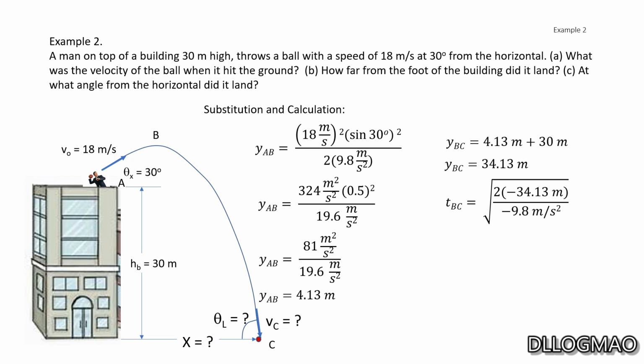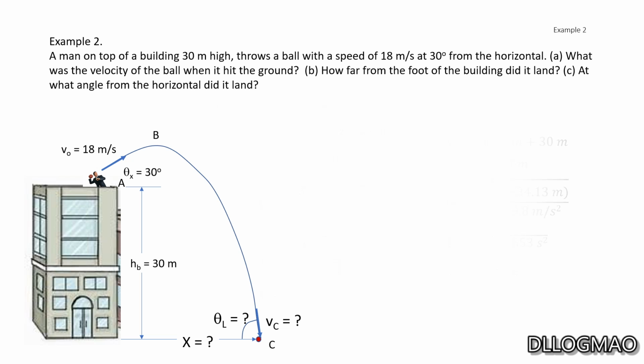Likewise, the acceleration due to gravity is negative because this is a freely falling body formula, not a projectile motion formula. Performing the operations, the time for the ball to travel from point B to C is 2.64 seconds.